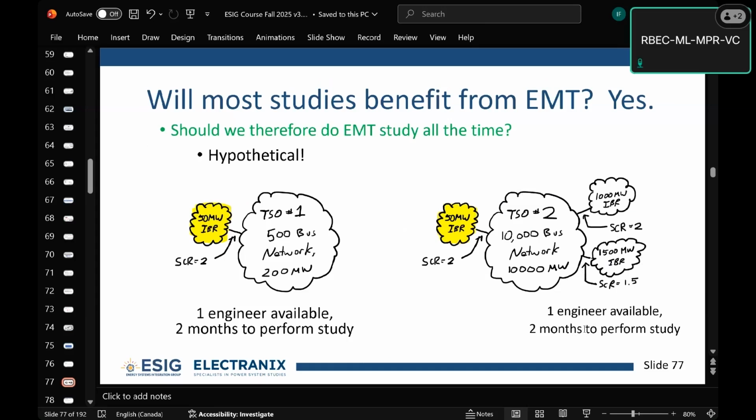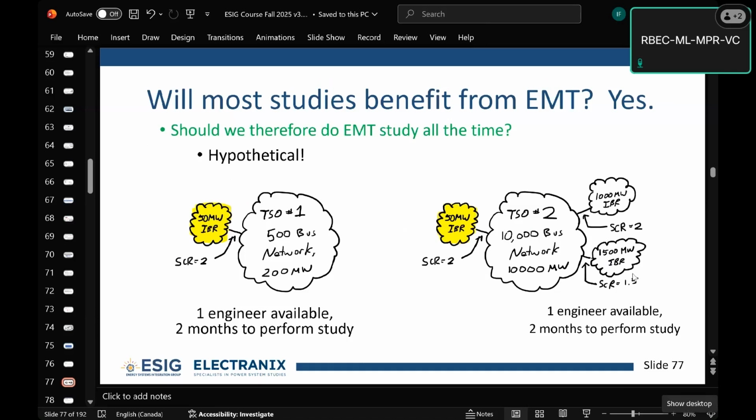2 weeks? Dennemeyer gave me 2 weeks to perform a study, not 2 months. And he's actually probably right. Okay, 2 months is luxurious. Let's say 2 weeks, but let's say 2 months.